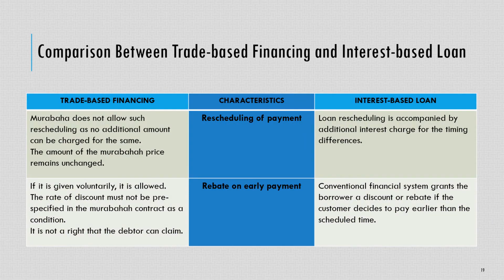Okay, there is another example untuk trade-based financing and interest-based loan. So it is reschedule of payment. Okay, untuk murabahah does not allow such rescheduling as no additional amount can be charged for the same. The amount of murabahah price remain unchanged. So kalau daripada awal kontrak dia buat pembelian rumah tadi 200,000, so sampai habis hanyalah 200,000.